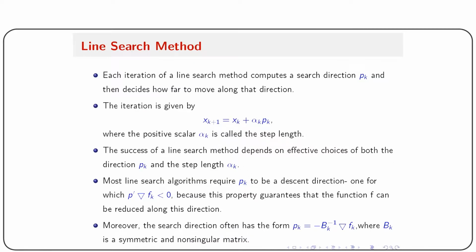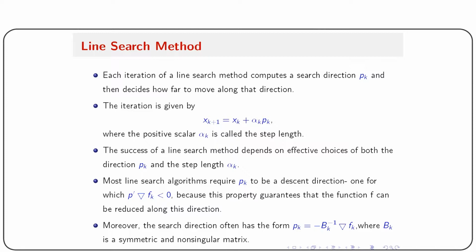So let's learn in detail about line search methods. Each iteration of a line search method computes a search direction pk and then decides how far to move along that direction. The iteration is given by xk plus 1 equals xk plus alpha k pk, where the positive scalar alpha k is called the step length.